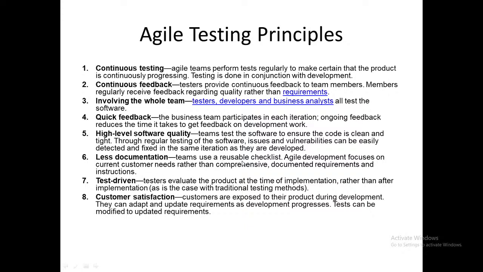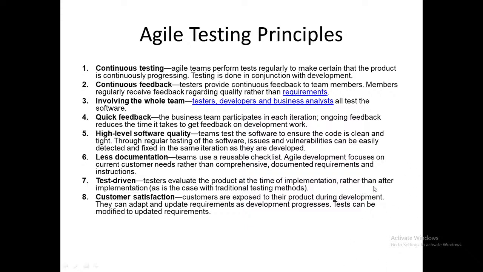Number three, less documentation. Teams use reusable checklists. Agile development focuses on current customer needs rather than comprehensive documentation. If you remember, when you worked on traditional projects, testing used to start with a test strategy or master test plan, then each level test plan, then test scenarios, test cases, and test results. That heavy documentation we used to maintain. Now, because of agile, the shift is towards less documentation. So teams use reusable checklists.